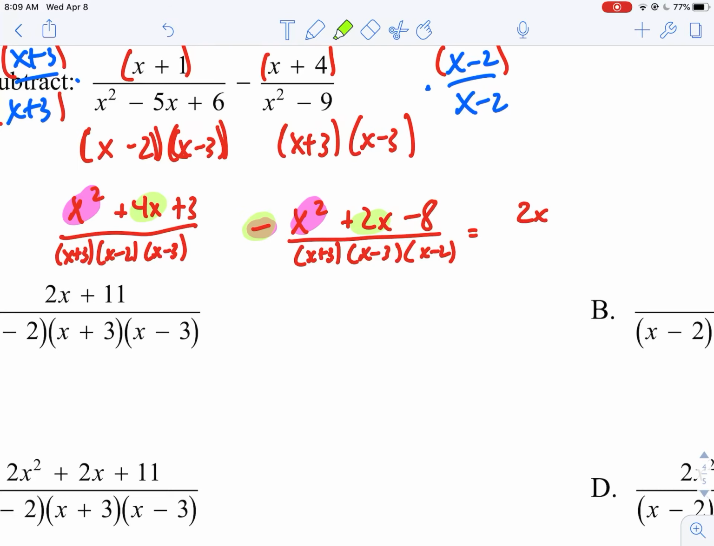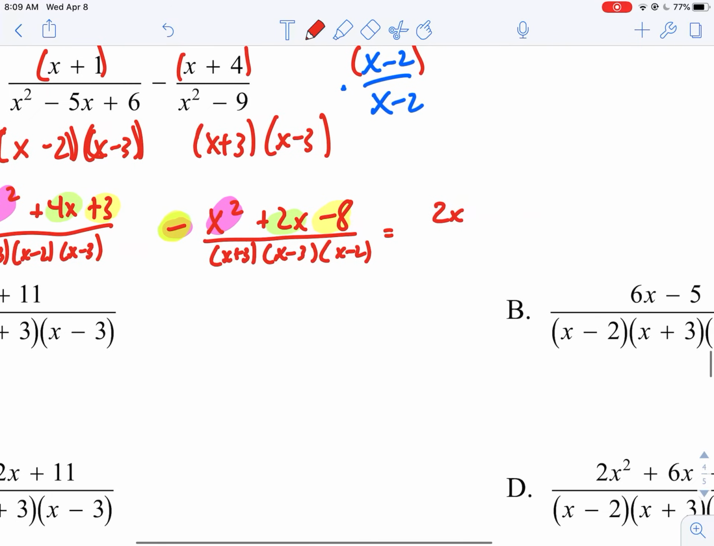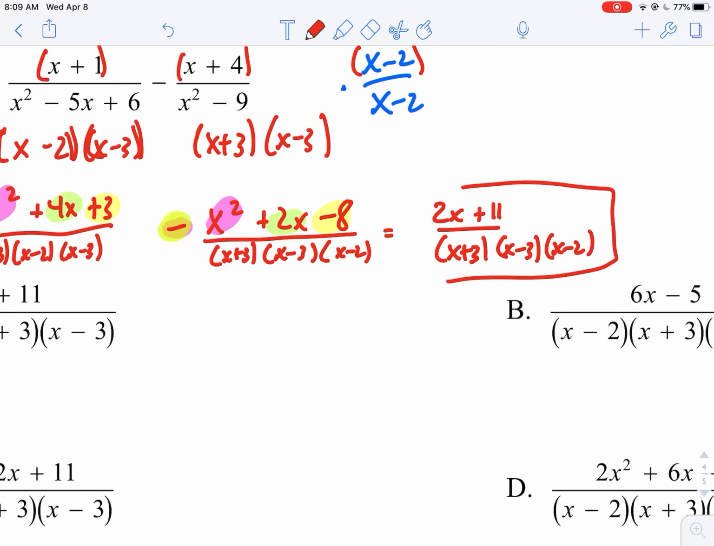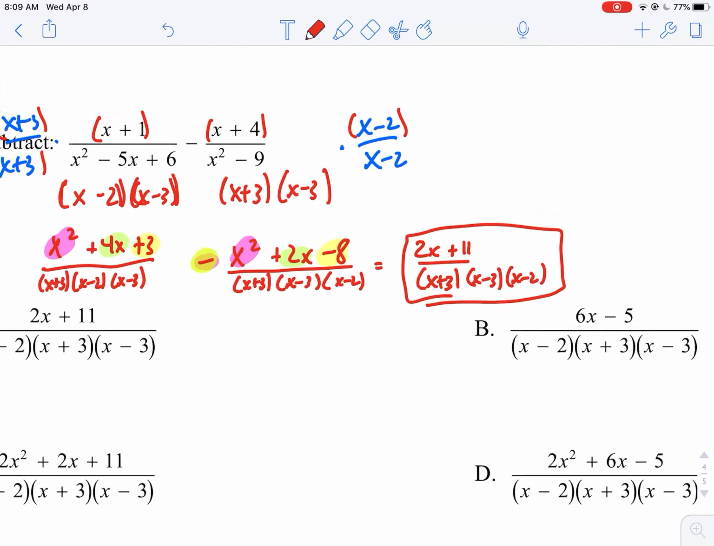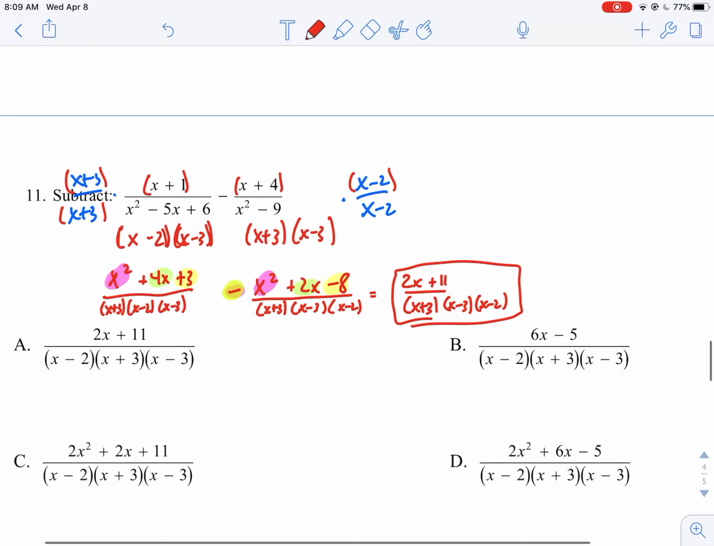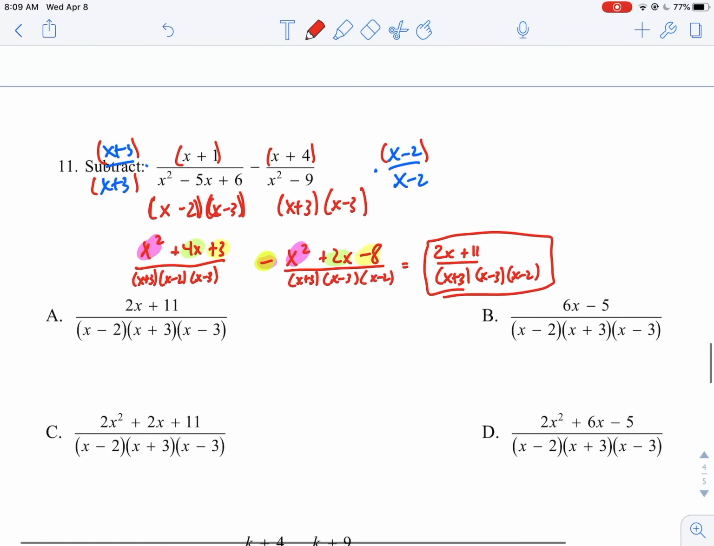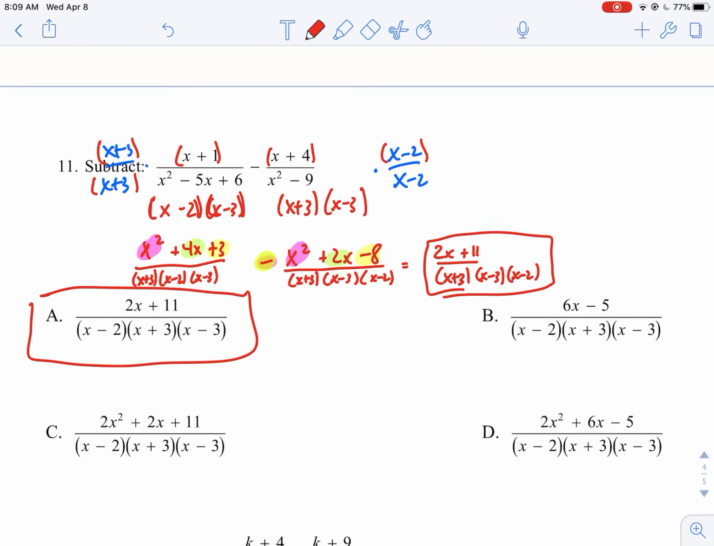And then we're saying we've got a value of 3 minus the value of a negative 8. So careful with your signs there. So 3 plus 8 is really what we're looking at, which is 11. All over an x plus 3, an x minus 3, and an x minus 2. All right, so we're looking at that, and we're looking for a 2x plus 11 on the top. It looks like that A is our winner there.